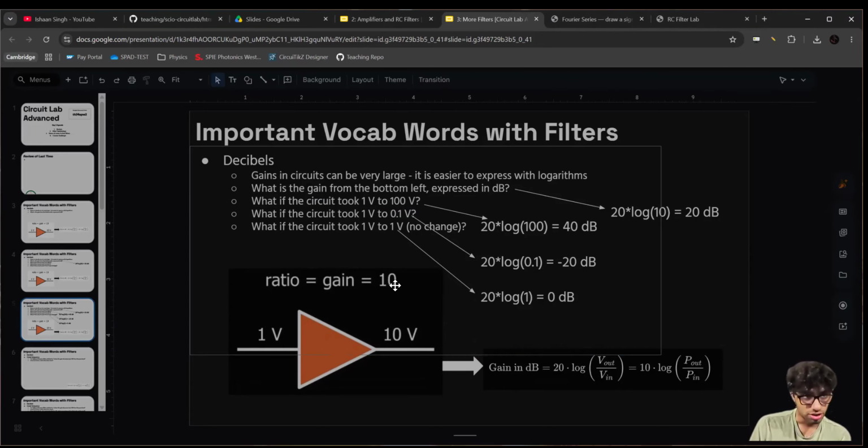And the most important one, no change, is 1 volt to 1 volt. That's log of 1, which is 0. 0 times 20 is 0. So if my circuit does nothing, then the gain is 0 decibels. That's another reason why decibels is a convenient scale. The do nothing point is at 0, which is nice. It's a nice feature of this scale.